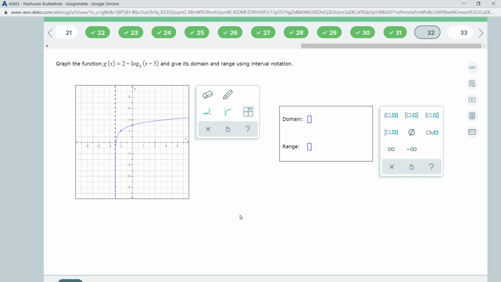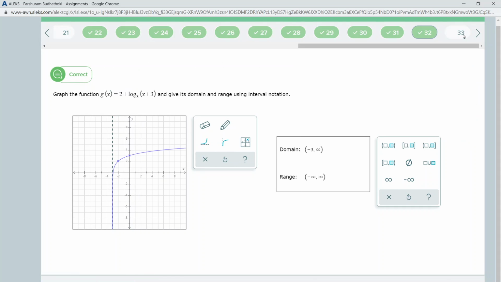Okay, now I need to find the domain. The domain, as you can see, starts from this vertical asymptote, which is negative 3, but not including that vertical asymptote, so that is negative 3 up to infinity. And then the range, as you can see, goes down to the up. So for any log function, the range is negative infinity to positive infinity. Remember, the log function is the inverse of the exponential function, so the domain and range will just switch.